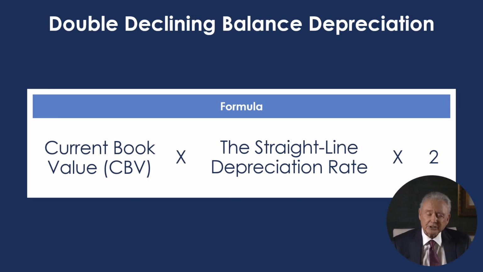A second depreciation method is known as double declining balance depreciation. It charges more depreciation in early years, reflecting the fact that some fixed assets depreciate more in early years. That would be true for a computer. Here's the formula. Cost less accumulated depreciation times the straight line depreciation rate times 2. Now let us see how that works.